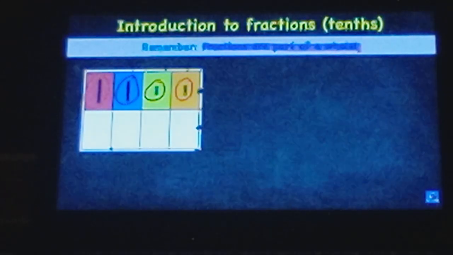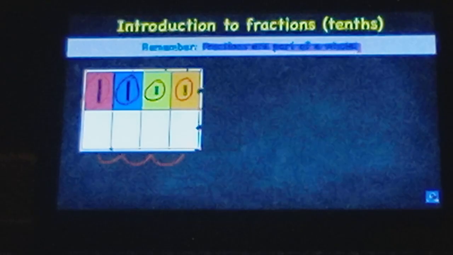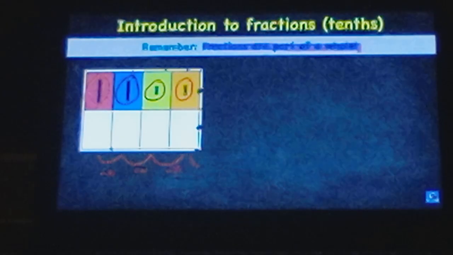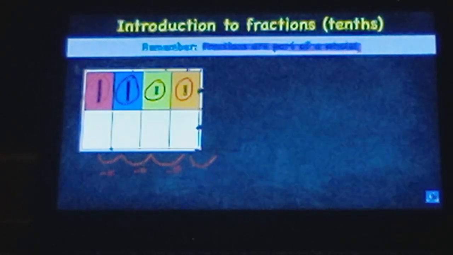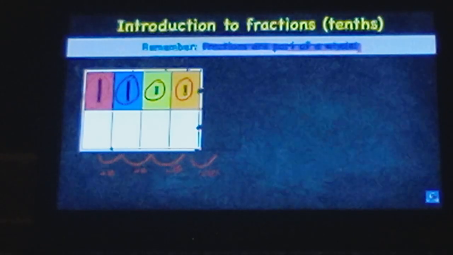So everything coming down the place value chart is divided by 10. So 1,000 down to 100 is divided by 10. 100 down to 10 is divided by 10. 10 down to 1 is divided by 10. And therefore, 1 divided by 10 equals tenths. So our new column is the tenths column.